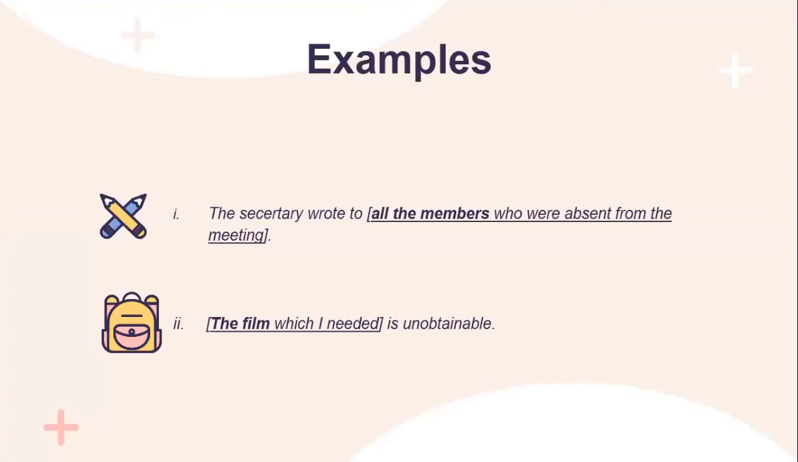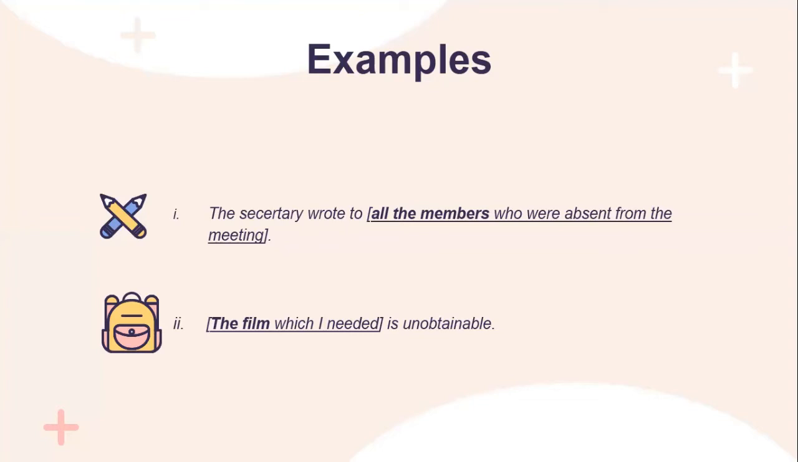And the examples: the secretary wrote to all the members who were absent from the meeting. Who were absent from the meeting here is the relative clause, and it modifies the head noun, all the members. And the second: the film which I needed is unobtainable. Which I needed here is the relative clause, and it modifies the head noun, the film.